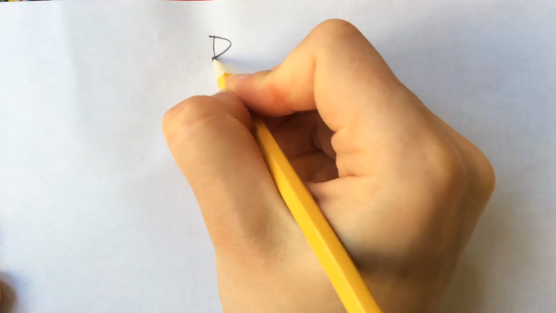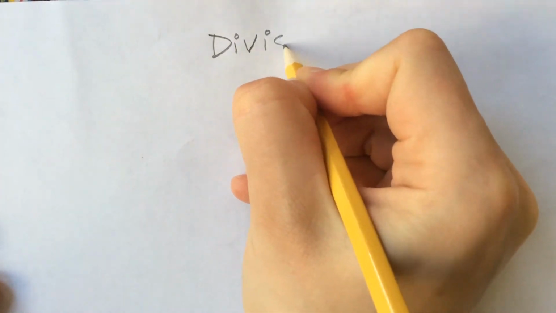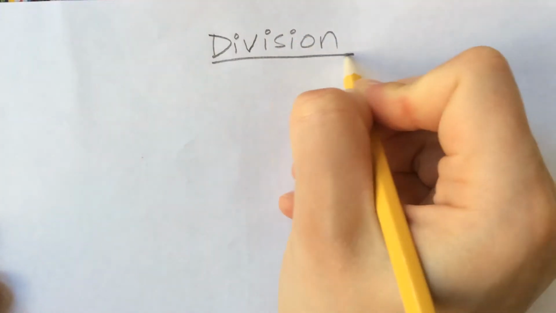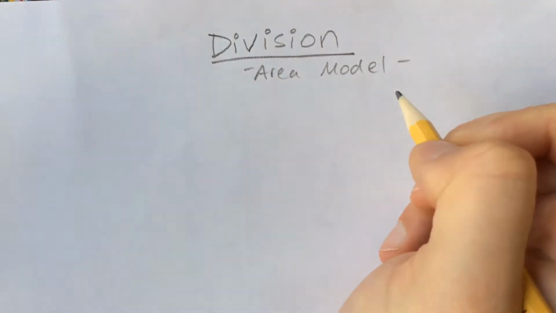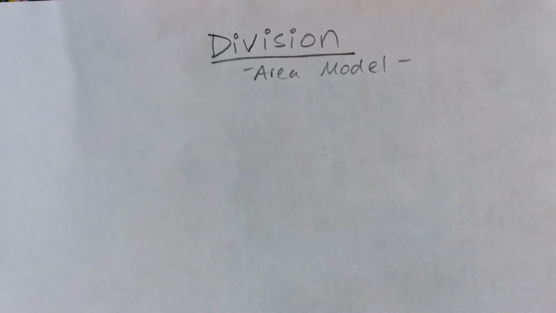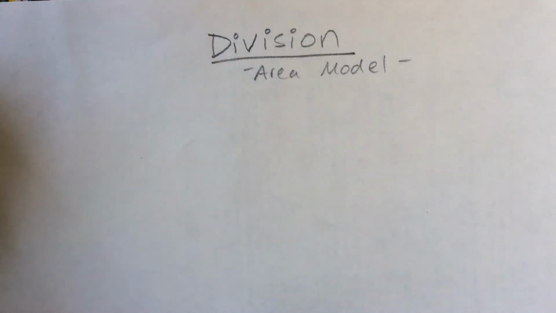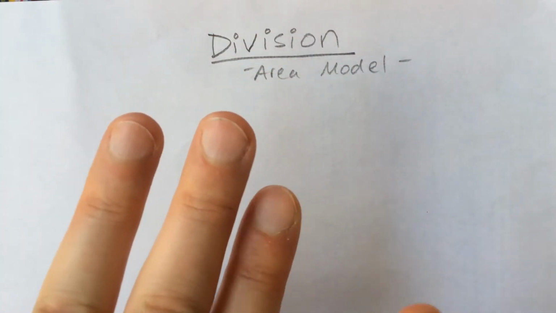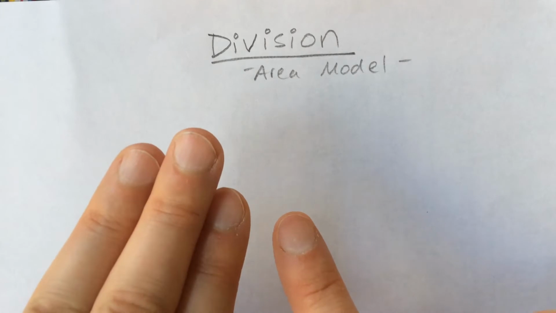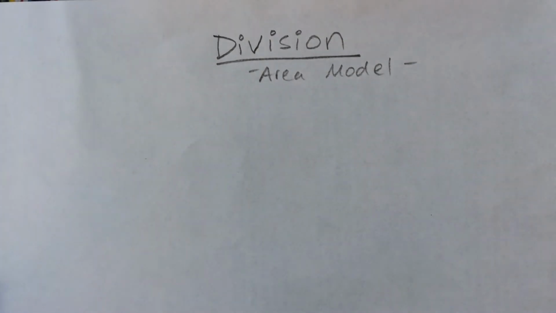This video will help you remember how to do division with the area model. And for the purposes of this video, we are going to do a question with a 3-digit dividend divided by a 1-digit divisor to get a quotient.